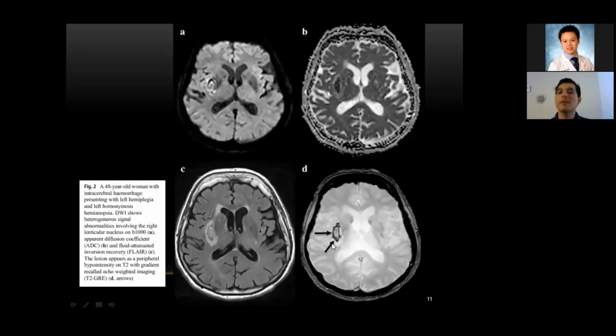And this is our key sequence, the T2 gradient. T2 gradient will show, in 12 hours, in the first hours, this thin halo of deoxyhemoglobin. So this is a hyperacute moment.